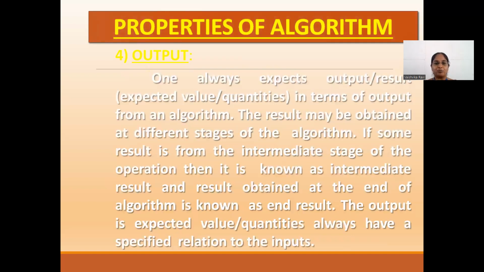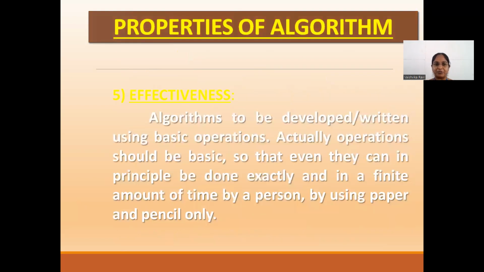Next one is output. One always expects an output or result, that is, expected values or quantities in terms of output from an algorithm. The result may be obtained at different stages of an algorithm. If some result is from an intermediate step of the operation, then it is known as the intermediate result, and results which are obtained from the algorithm at the end are called the end result. The output is expected values or quantities and always has a specific relation to the inputs.